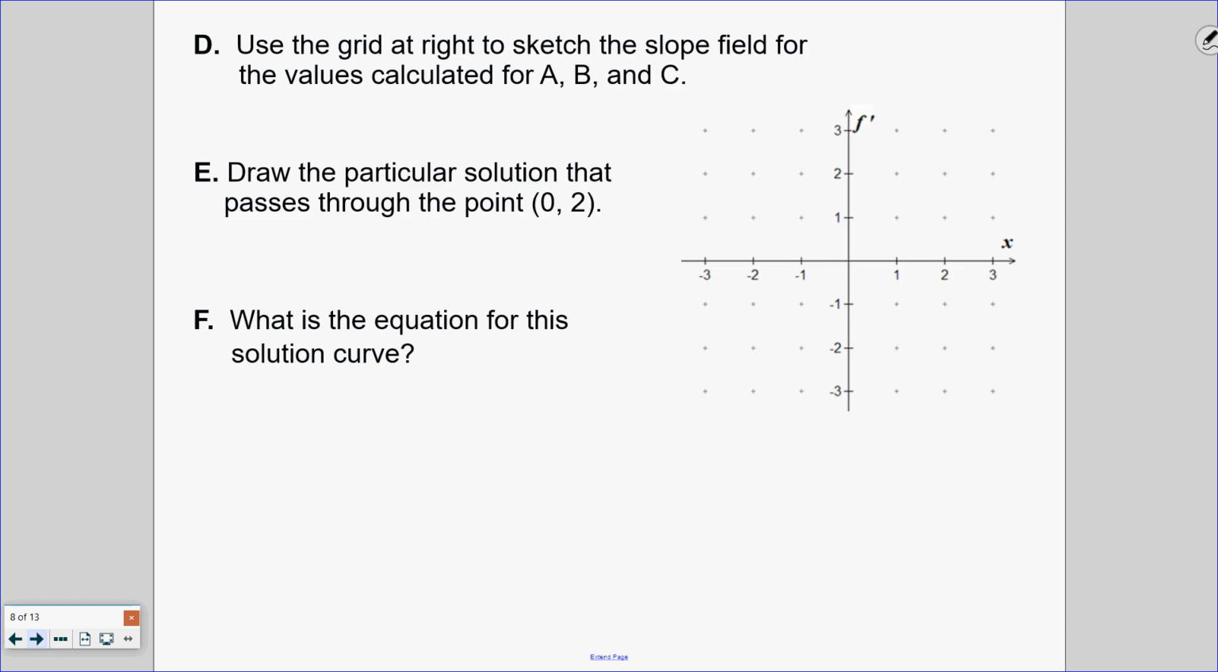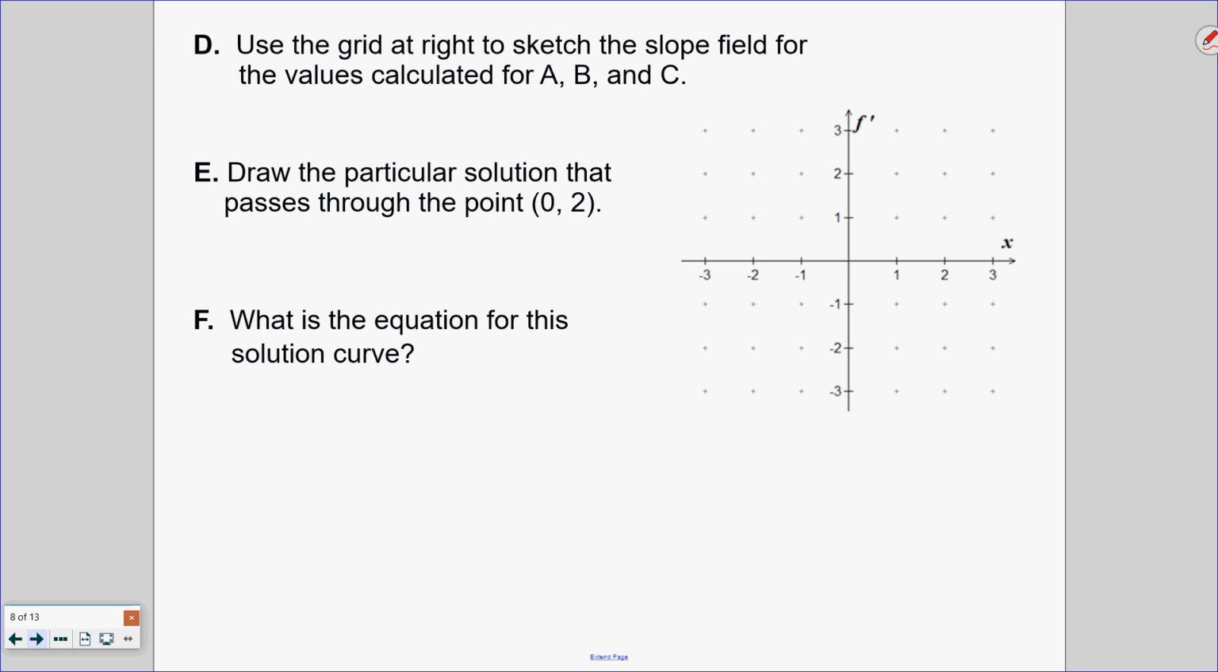So we're going to sketch the slope field using the values that we did, and then we're going to sketch an actual solution. So I'm going to use red so it shows up better. Probably should have used red on the last one, but we're going to just draw in some of the points that we found.